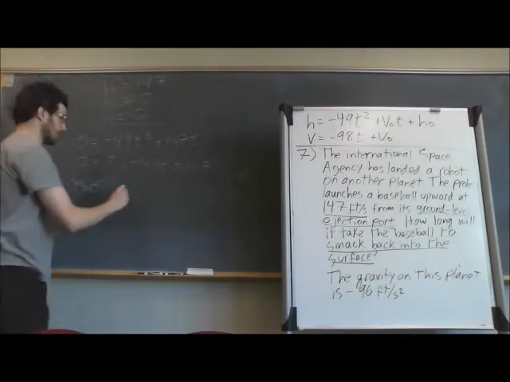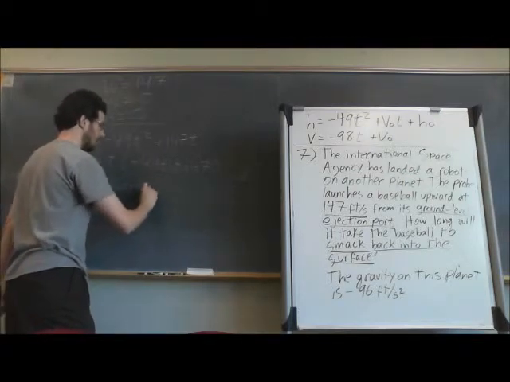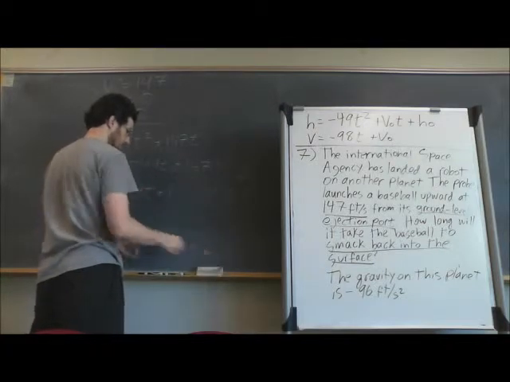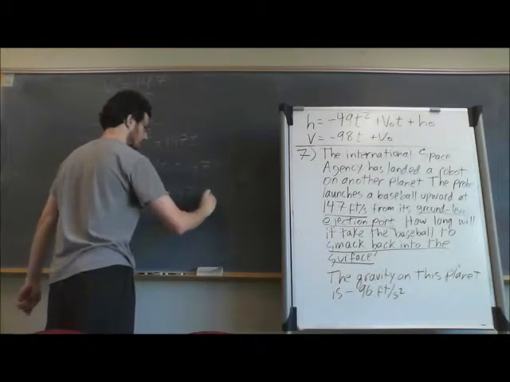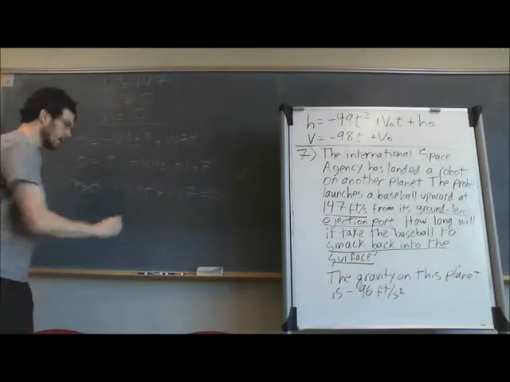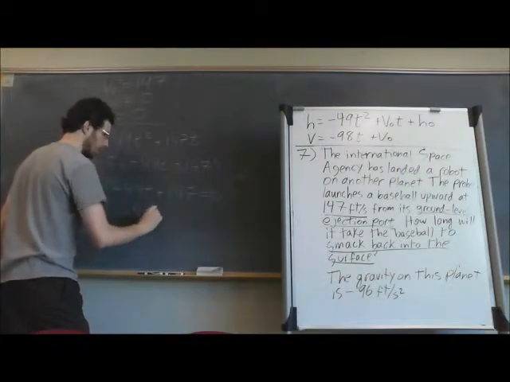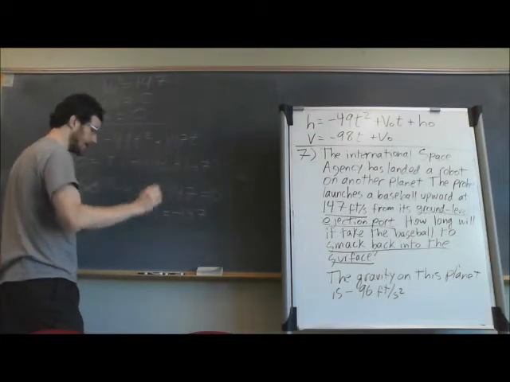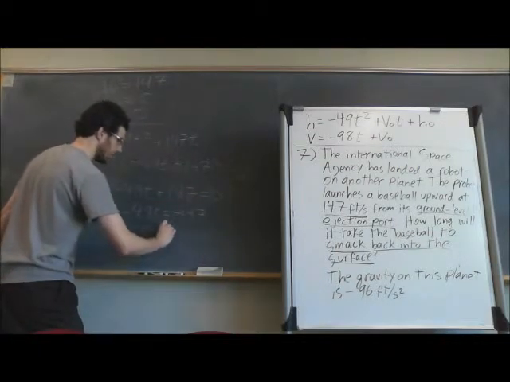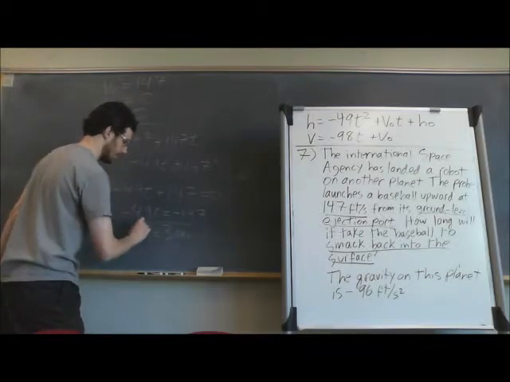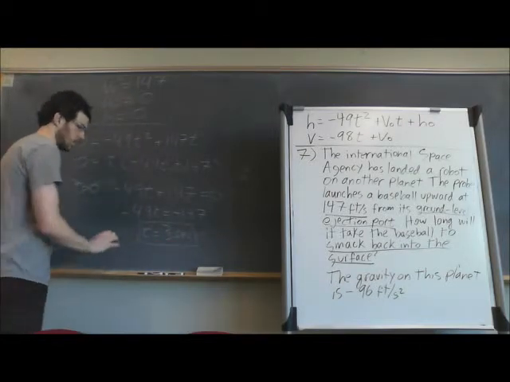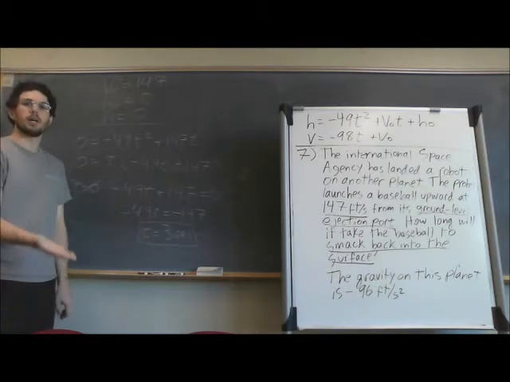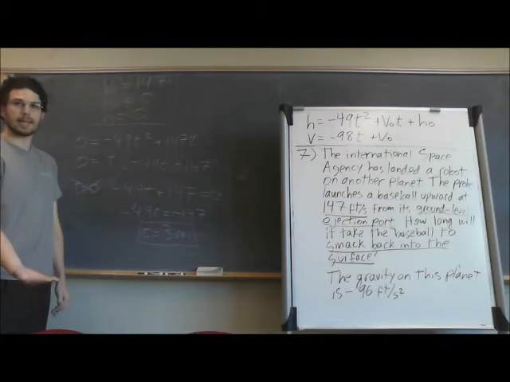But this one's more interesting. Negative 49t plus 147 equals 0. Subtract 147 from both sides. Divide by negative 49, you end up getting t equals 3 seconds. It takes 3 seconds for the baseball to be launched from the ground all the way up and then come back down and hit the ground again.